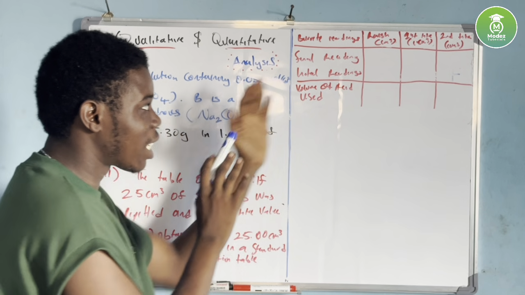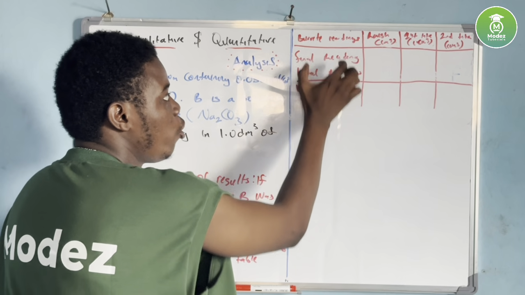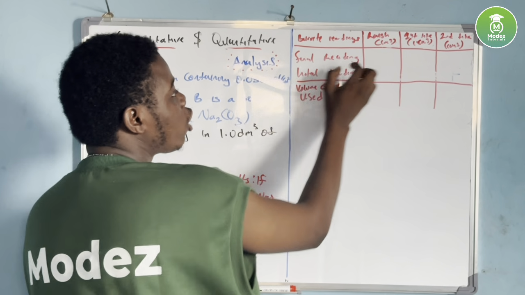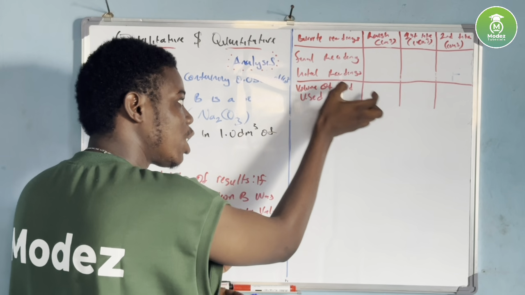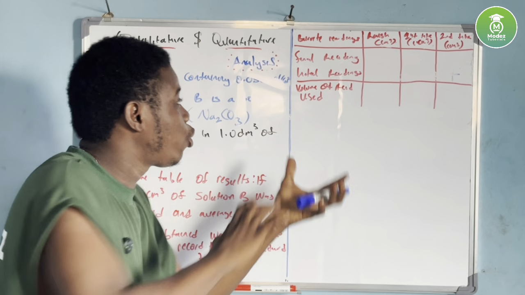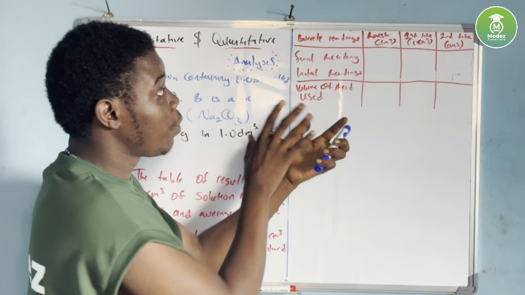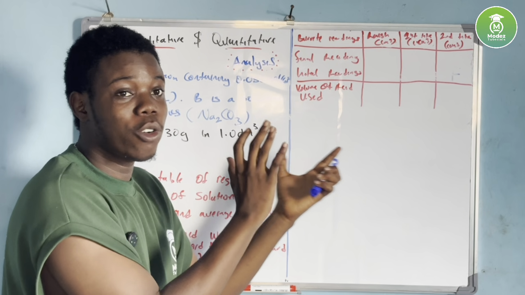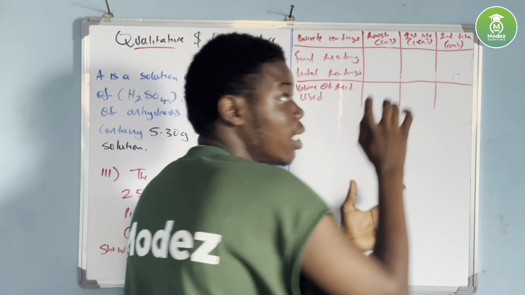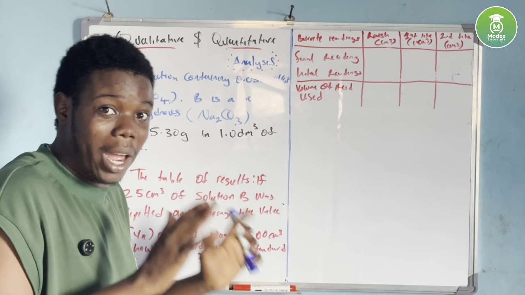Now look at everything that I did here. You will notice that what? Here we have burette readings. Now under burette readings, there's final reading, there's initial reading. Then there's what? Volume of acid used. This should be how your table should be if you want to get your full mark. If you do your table like this alone, with all these units there, you are going to get half mark for this. Yes, this is WAEC standard.